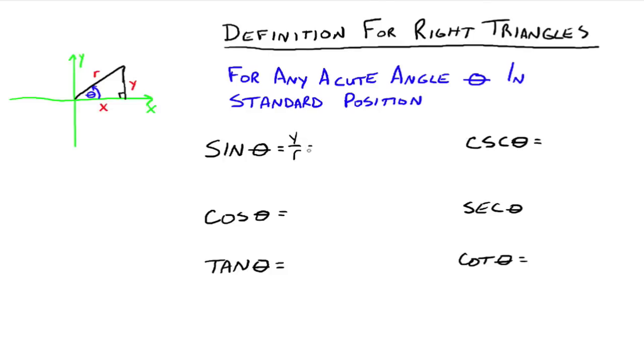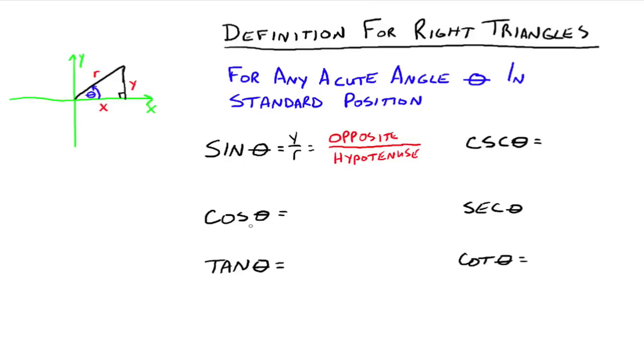We know sine of theta is y over r. But now I'm going to use the following phrase. It's going to be the side opposite theta divided by the hypotenuse. That's really what y is. It's the side opposite your angle, and r is really the hypotenuse. So we're going to remember that sine theta is opposite over hypotenuse.